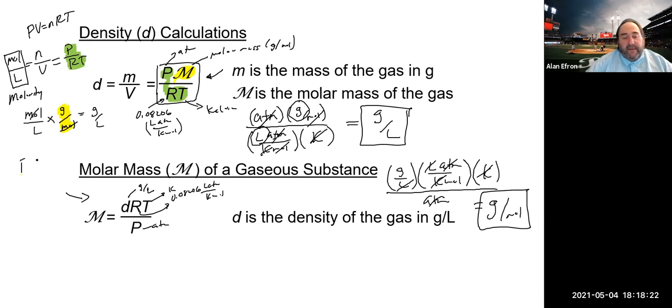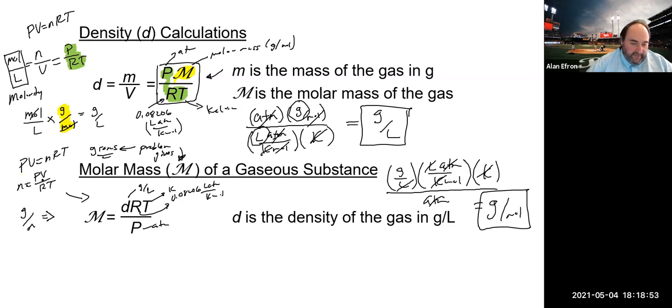The molar mass formula also really does come from the ideal gas law. If you take PV equals nRT, typically in these types of problems they give you the grams right off the bat. That means you could just solve for n in the ideal gas law, which is PV over RT. Then you take the grams divided by n, and that gets you your molar mass.